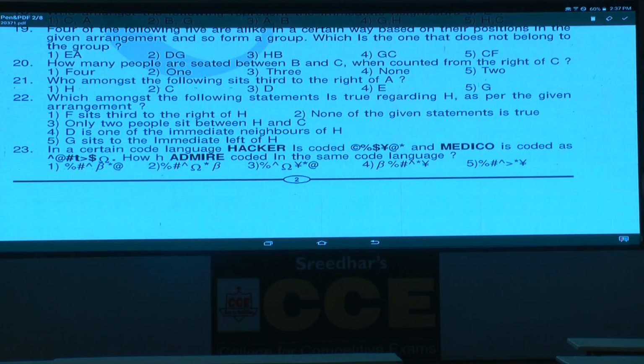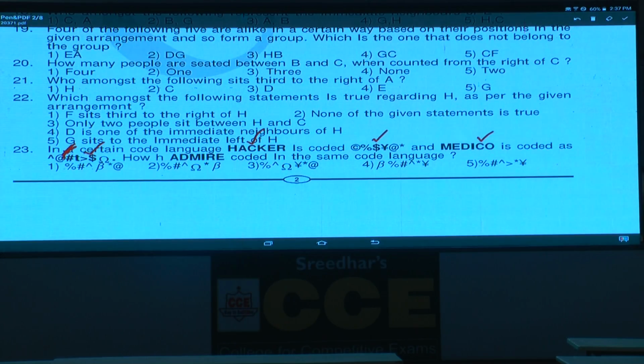Now, question 23 is based on coding and decoding, with the words hacker and medical. If you observe, C is the third letter in one word and the fifth letter in the other. What is there at the third place? Hash. And at the fifth place? Dollar. That means wherever there is C, the same place has a dollar, which implies the letters and the codes are directly given.